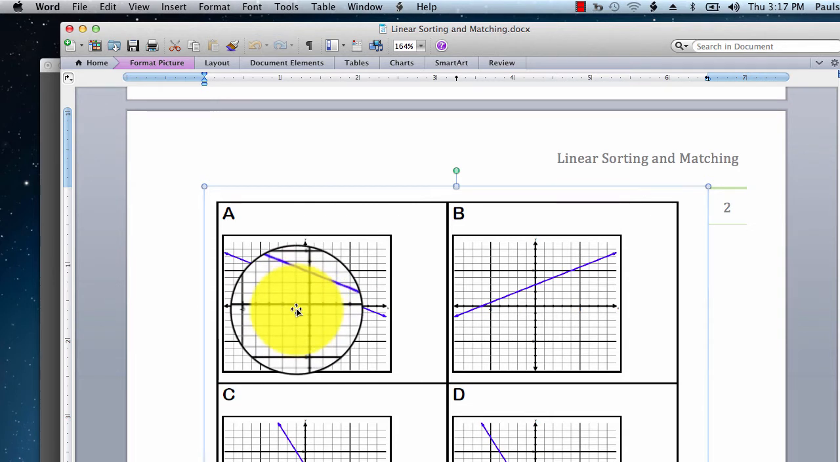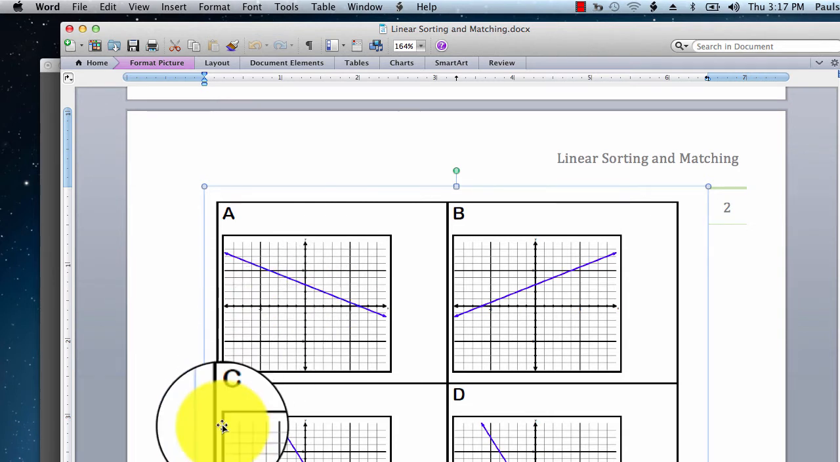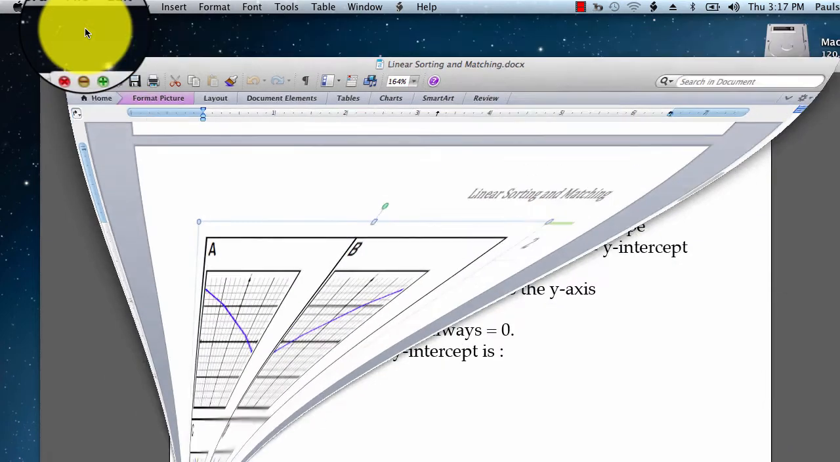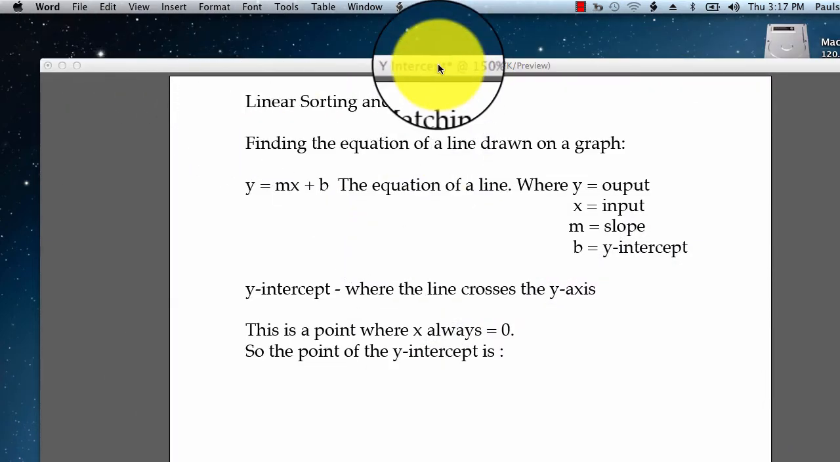So the first thing we're going to do is pull up this document. Is it going to work? No. There it is. All right.